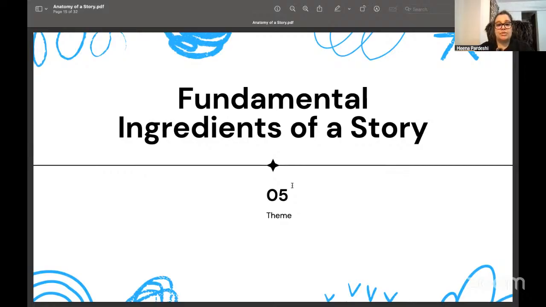Theme is essentially the meaning of our story, the why behind our story. It's the invisible thread that ties your character, desire, conflict, and change or transformation together. It's what your story says about life without ever saying it directly. Theme is not some kind of a moral, okay? It's an exploration. It's kind of an open ended question.